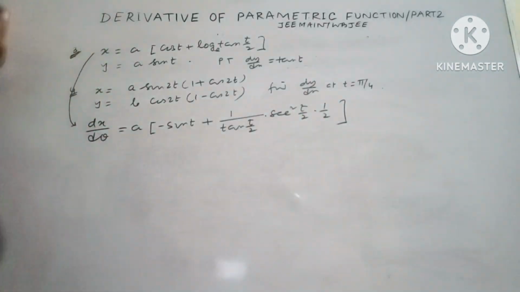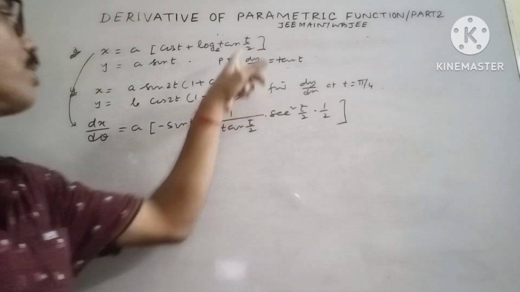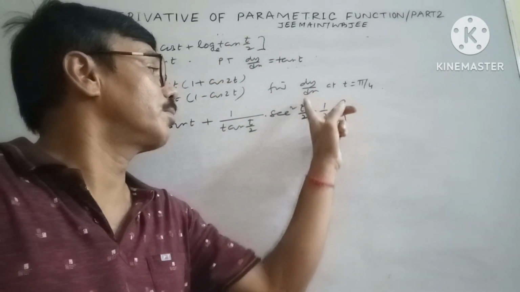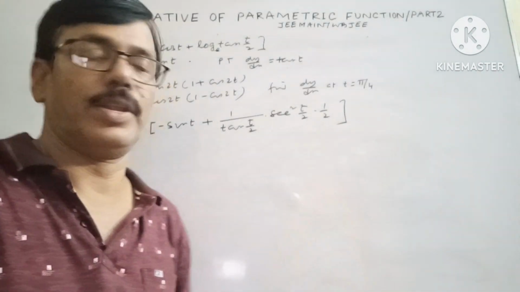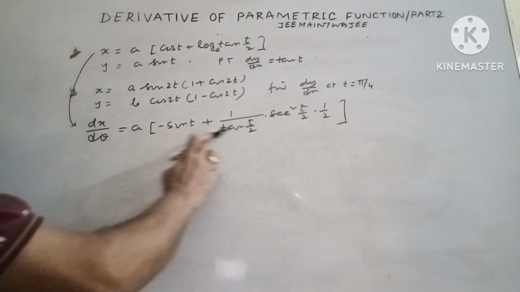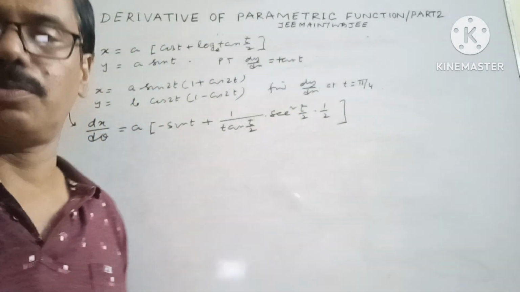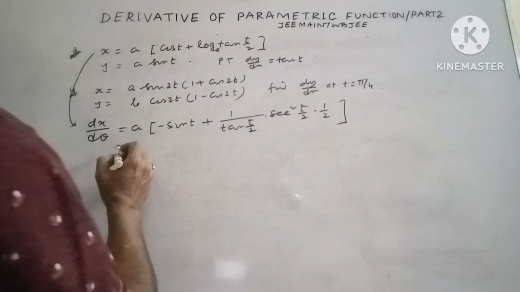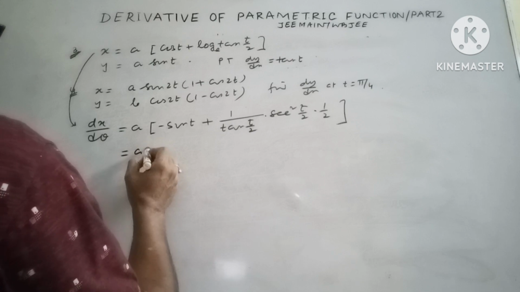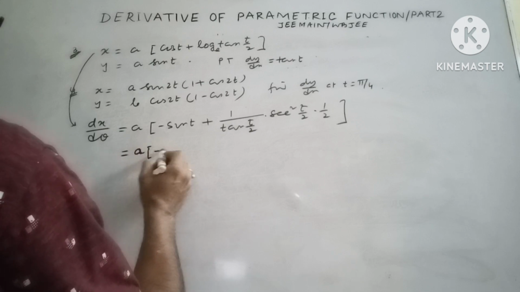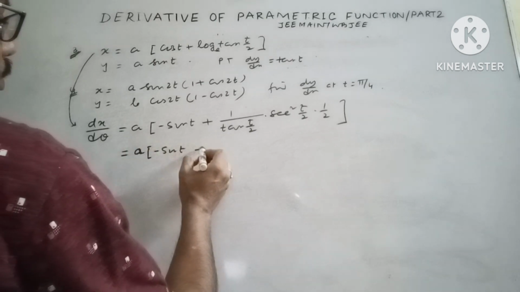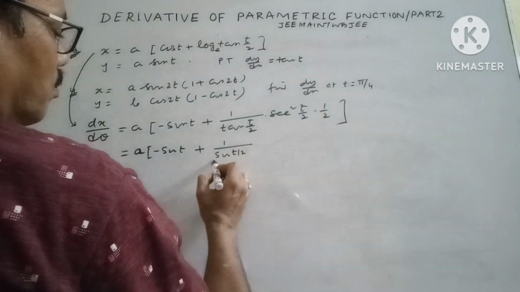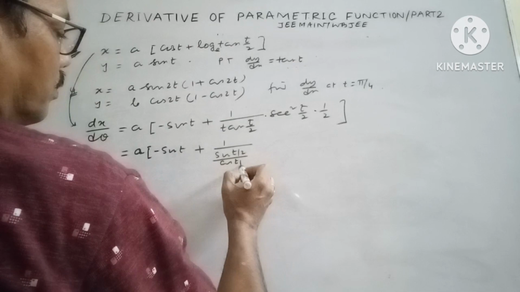So this is to be noted. Function of function: 1 by tan, derivative of tan is sec square t by 2, into half. So now it is t and it is t by 2. Our main aim will be to simplify it. So a unchanged, minus sin t. So this is 1 by sin t by 2 into cos t by 2.